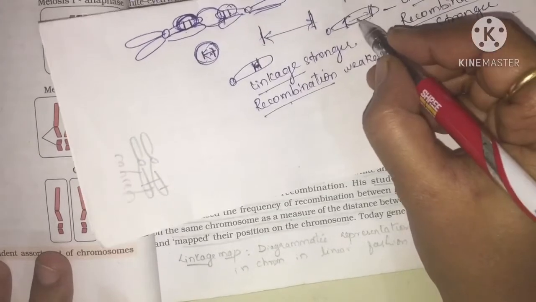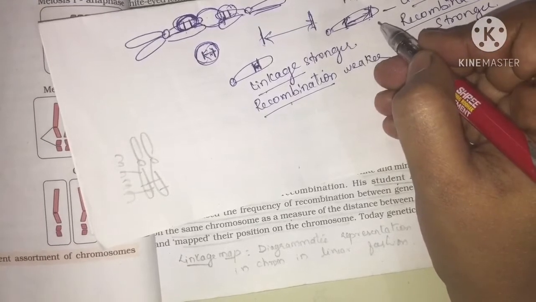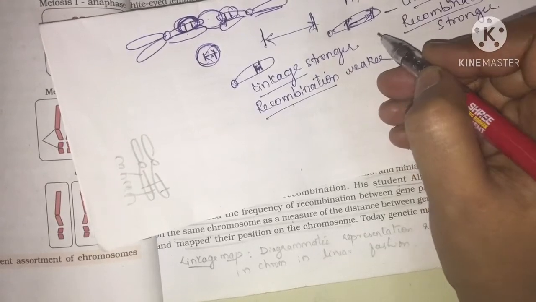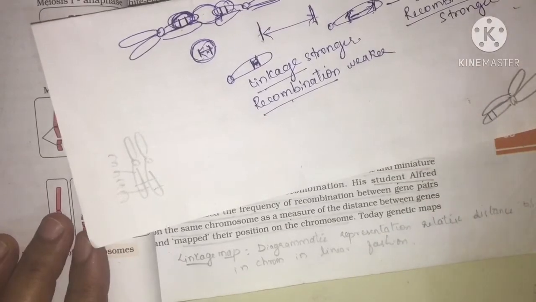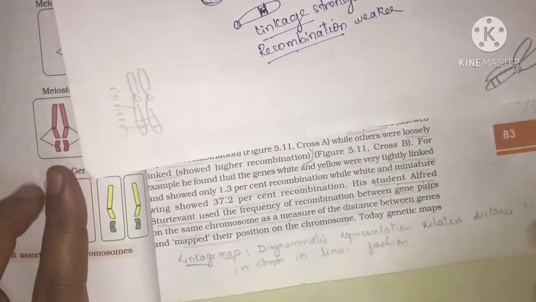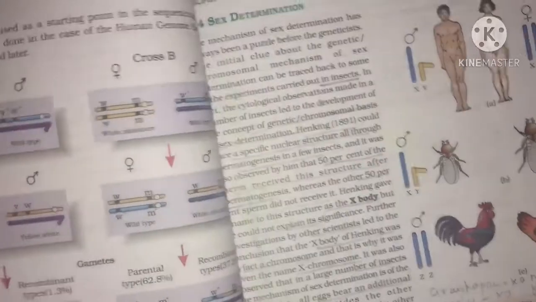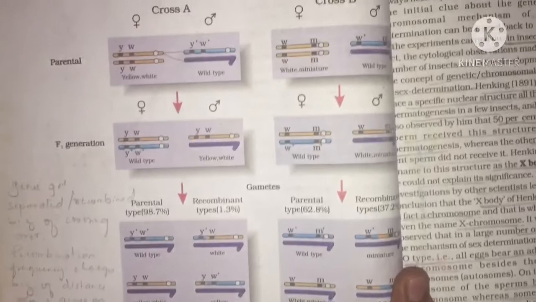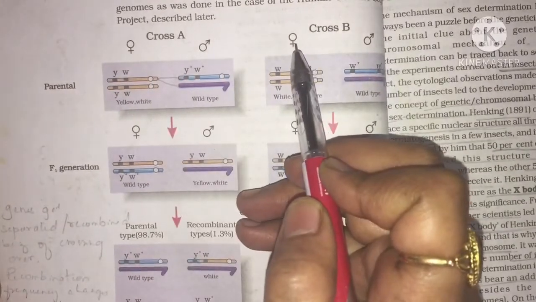He studied how the distance between the genes matters, whether it is present on the same chromosome or on a different chromosome. Every detail has been studied by him. This is about the linkage map and Alfred Sturtevant. You have that in your textbook on page number 83. Now on the next page you can find that these crosses have been given as cross A and cross B for linkage.